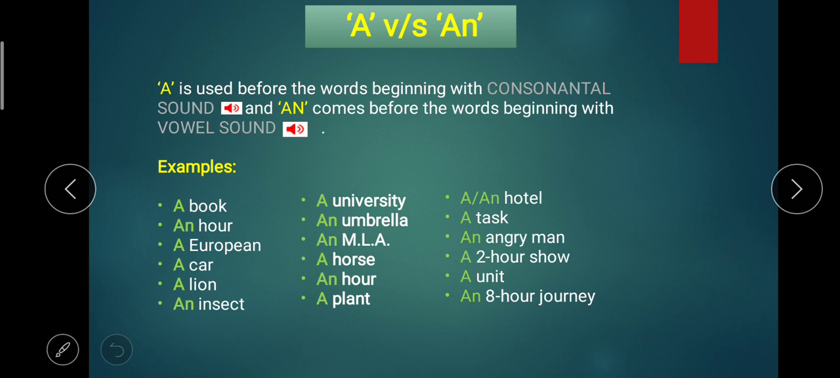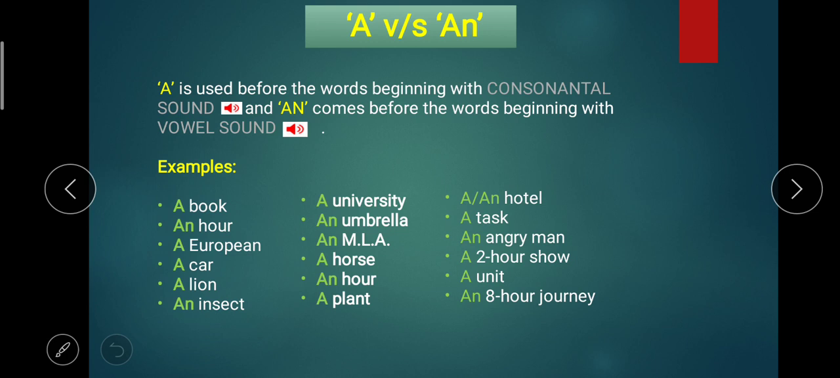Now, where to use a and where to use an? The usage of a and an depends on the sound of the word which follows the article. So over here we need to listen to how the word is pronounced. Don't look at the spelling, because in English certain letters are silent in the beginning. So always go for sound when you have to make a choice between a or an.